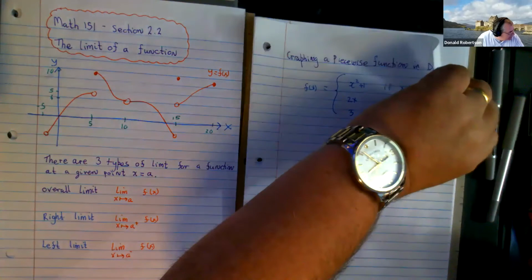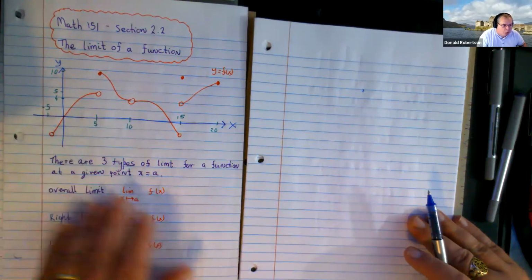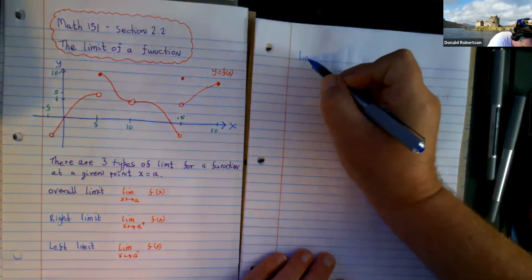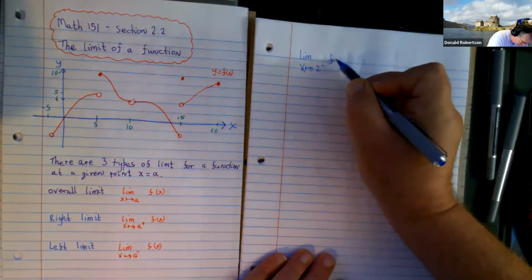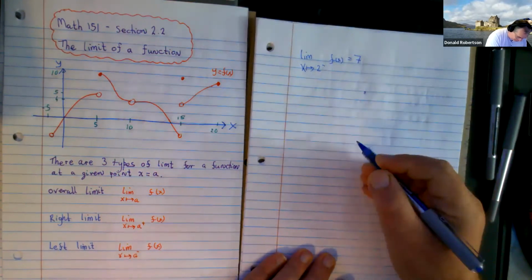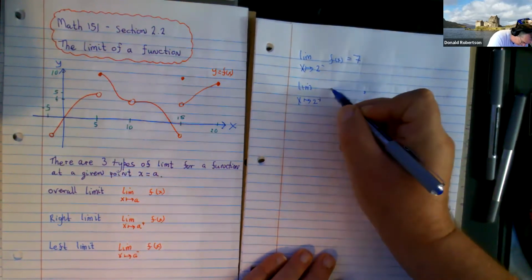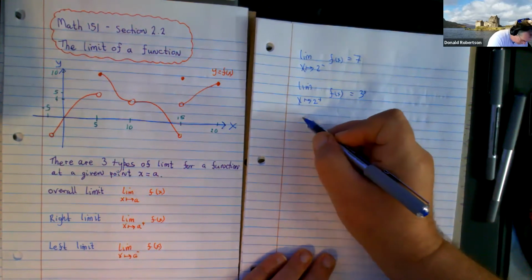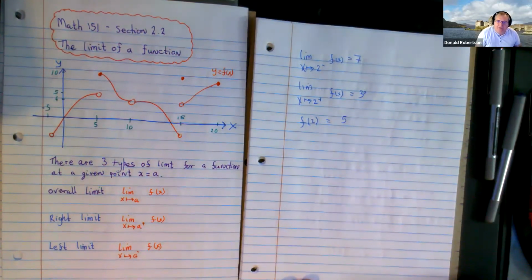The next group of questions involve us doing a sketch of a function when we're given some information about its limits. So let's suppose you are told that the limit as x tends to 2 minus of a function was 7, that the limit as x tends to 2 plus for that function was 3, and the value of the function at 2 was 5. And that's all you were told, and you were asked to do a sketch of it.